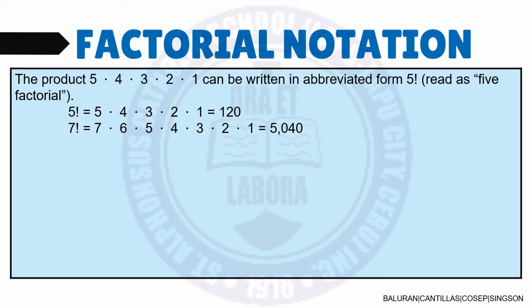Another example would be 7 factorial. So we begin with 7 times 6 times 5 times 4 times 3 times 2 times 1, and that is equal to 5040. Another example, 4 factorial. We begin with 4 times 3 times 2 times 1, therefore that is equal to 24. Then 6 factorial is equal to 6 times 5 times 4 times 3 times 2 times 1, and that is equal to 720.